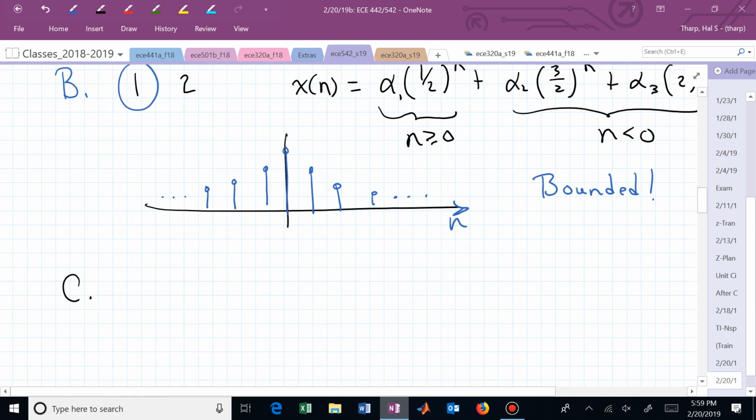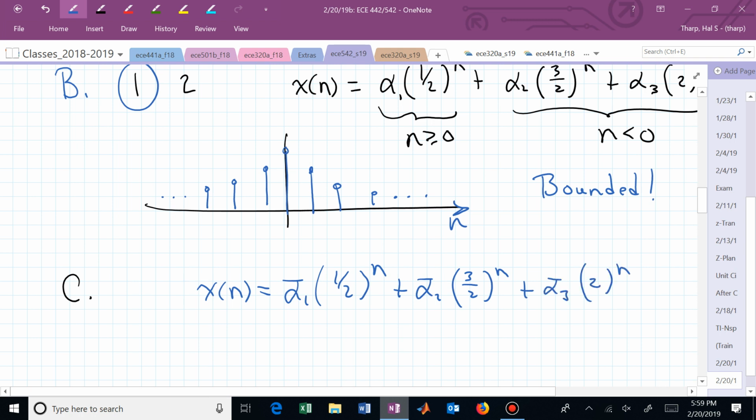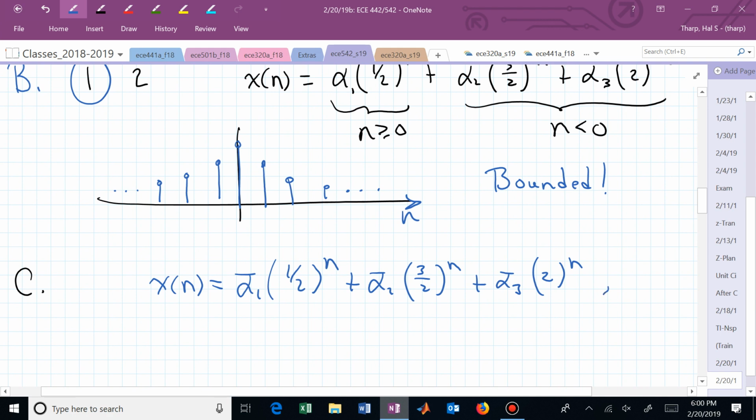For this particular piece, we have x of n is again, let's say, alpha 1 bar 1/2 to the n plus alpha 2 bar 3/2 to the n plus alpha 3 bar 2 to the n. And when is this true? Are they all for the same n values? And if they are, what are the n values that they're valid for? This now corresponds to a causal sequence because your region of convergence is beyond all of the poles. Do any of those give you trouble relative to bounded behavior?